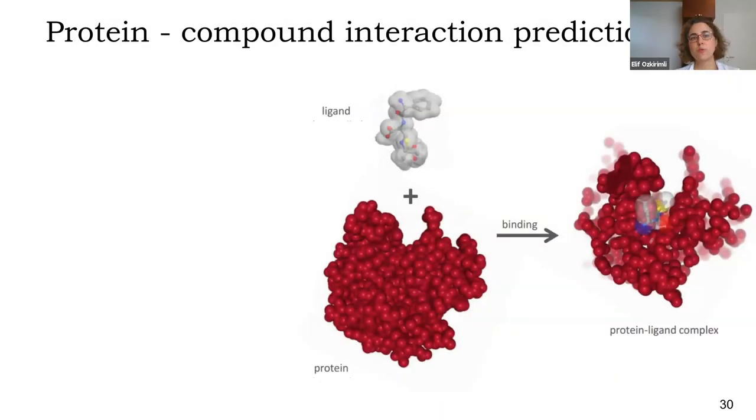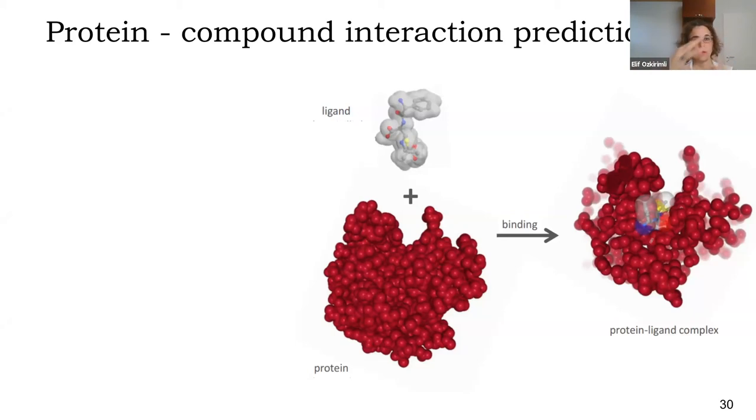So what is protein compound interaction prediction? A protein and a ligand bind to each other using 3D, three-dimensional complementarity. There's a binding site and the ligand recognizes and binds to that binding site. The ligand has a certain shape, but the active site also needs to have a certain shape. In fact, classification based on active site is very informative for function as well.